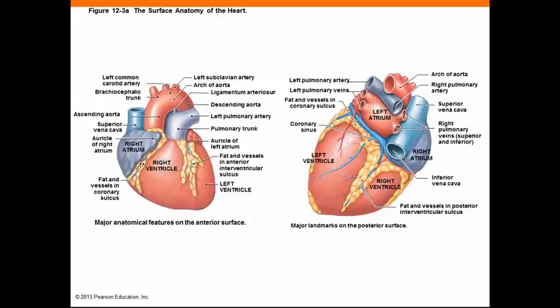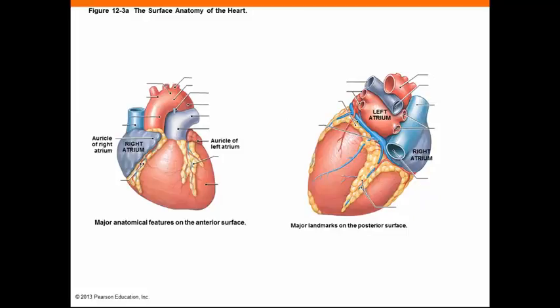Now let's take a look at some of the surface anatomy of the heart. The atria have thin walls that can collapse, when they're empty, into a flap called the auricle. There is a left atrium and a right atrium. On the anterior view, the right atrium is pictured in blue, and on the posterior aspect, you can see the left atrium pictured as a red area.